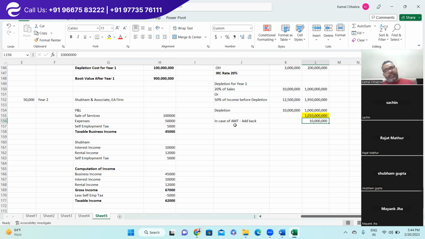So there are two taxes. One is normal tax. One is alternate minimum tax. Alternate minimum tax, that government says minimum this much amount of tax you need to pay for certain category of income. So in those certain category of income, this $10 million is being considered.